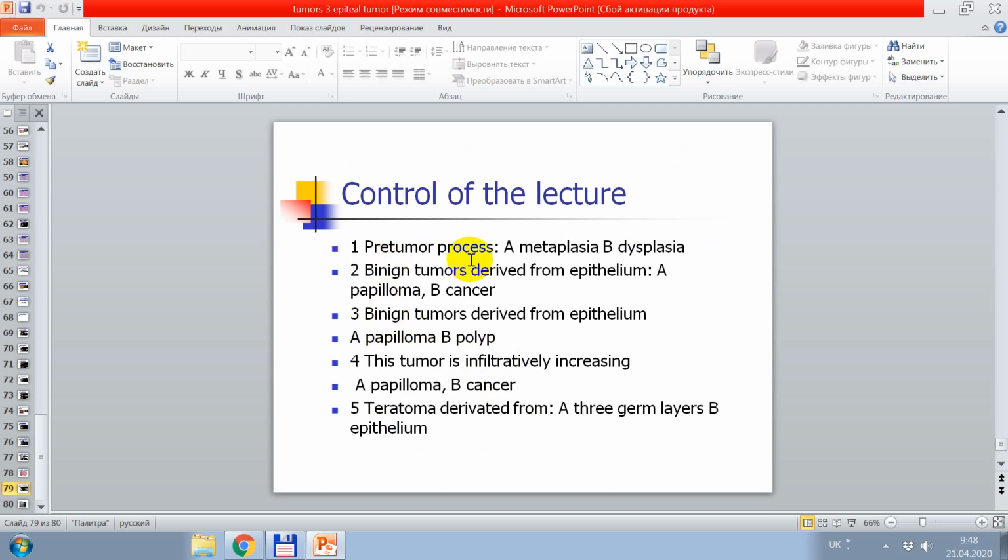First question: pretumor process. A. Metaplasia. B. Dysplasia. Second question: benign tumors derived from epithelium. A. Papilloma. B. Cancer. Third question: benign tumors derived from epithelium. A. Papilloma. B. Polyp. Fourth question: this tumor is infiltratively increasing. A. Papilloma. B. Cancer.